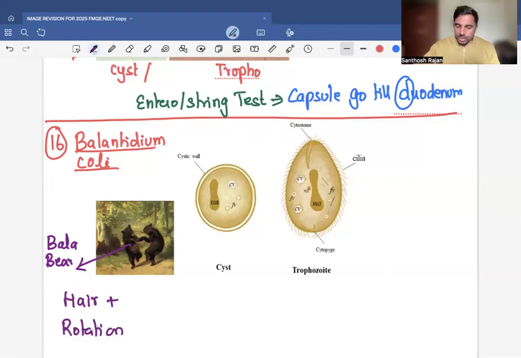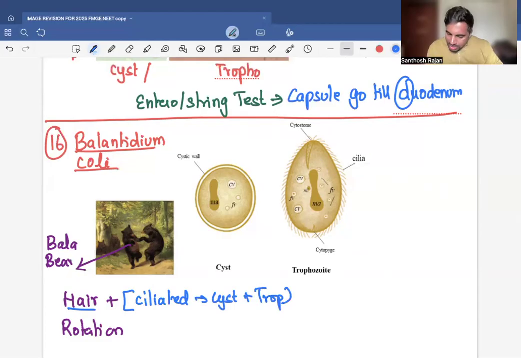Very simple, right? So now when I say hair, it's because it is fully ciliated. It doesn't matter, both the cyst and trophozoite are ciliated. When I say ciliated, you can see here, this is the cilia, all around the body. Actually, the cilia is in both the cyst and trophozoite, but in the cyst it's less, and sometimes you don't see it. So I'm writing both, but the diagnostic part is of course the trophozoite only. So this is very important.